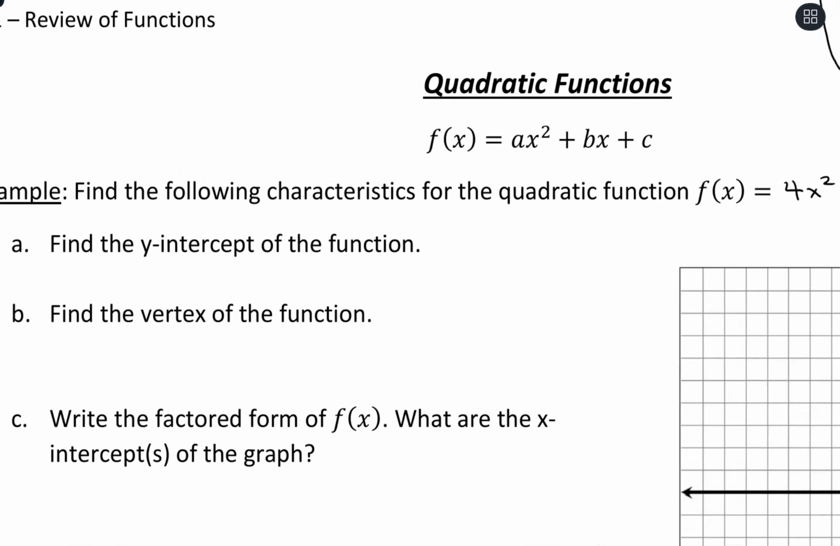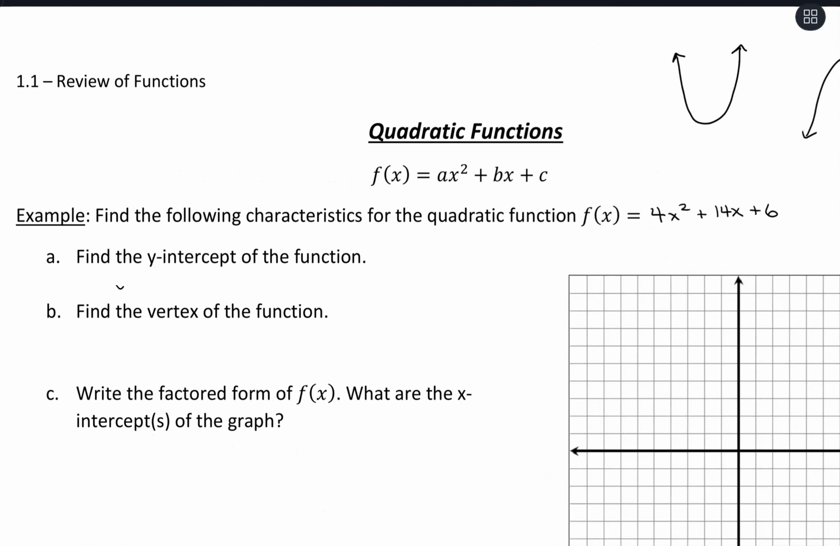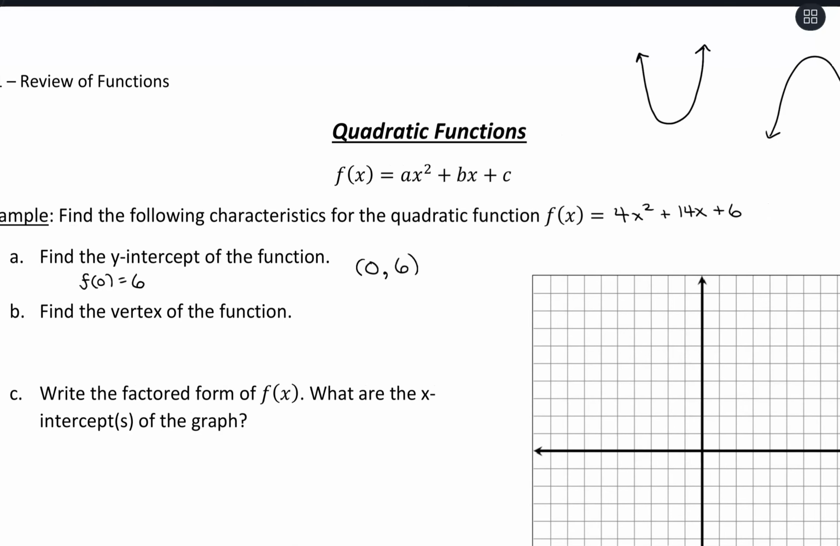So finding the y-intercept, that's going to come from plugging in 0. And with that, everything should wipe out except for that last value, which we call c. So in this case, that would be 6. So this is giving us a coordinate (0, 6), which let's go ahead and graph. So 0, 1, 2, 3, 4, 5, 6.